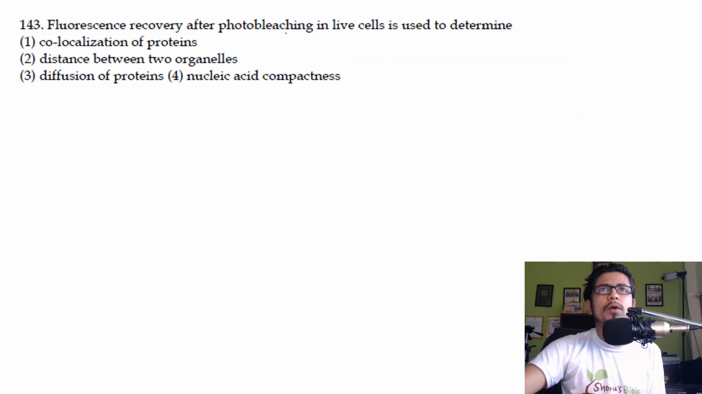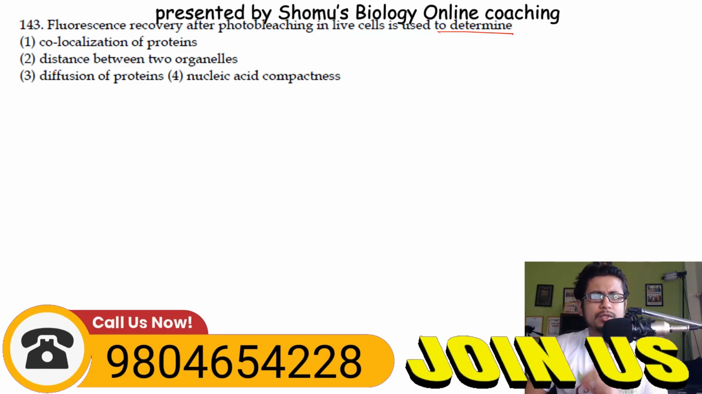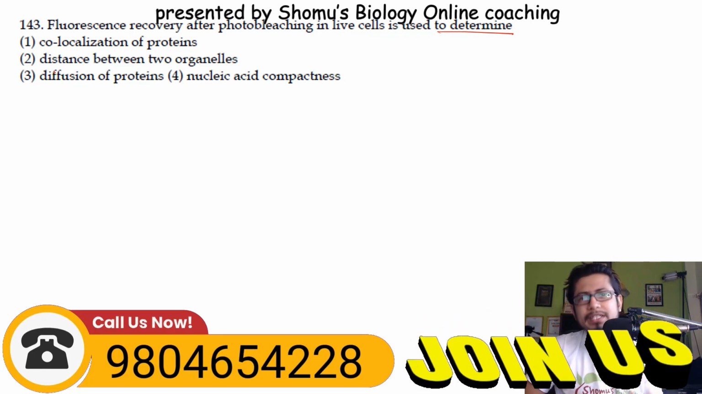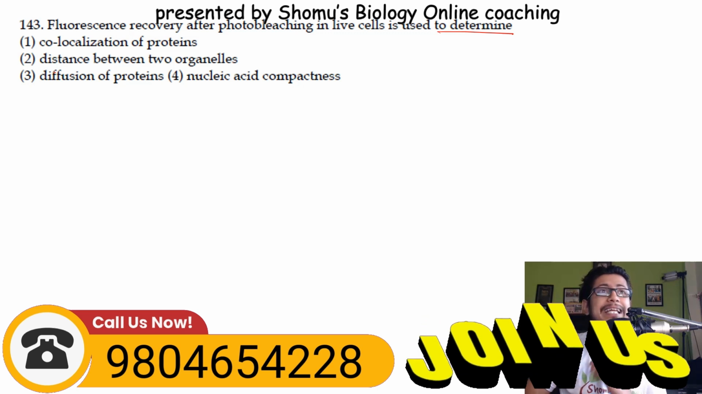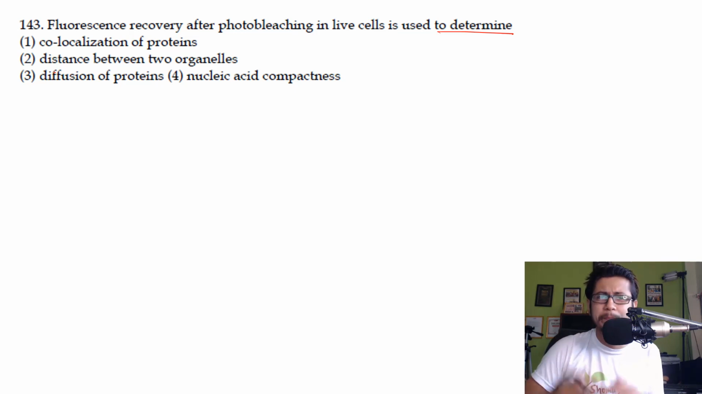Fluorescence recovery after photobleaching in live cells is used to determine which of the following. You can't get this kind of question most of the time, because this can be solved within 2 to 3 seconds if you know the process. And this is a part C, meaning group C question. Group C questions must be big and tough, but this one is a direct question. Now, fluorescence recovery after photobleaching is used for what?